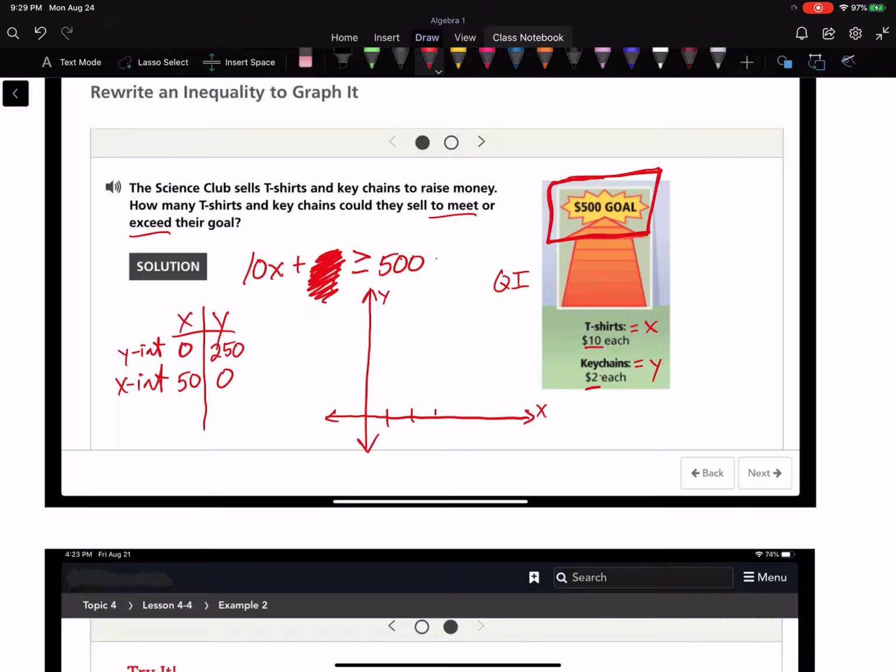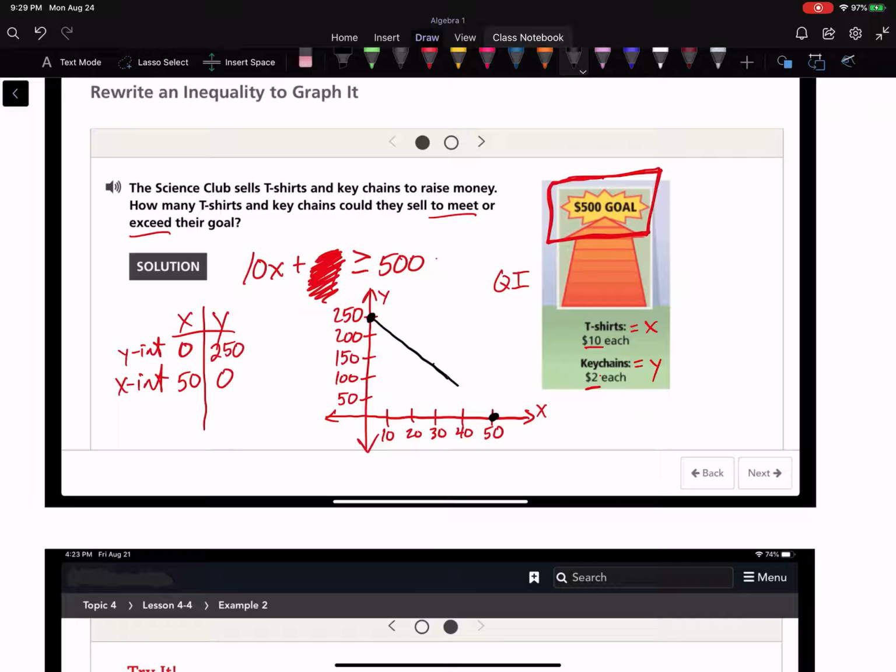So I am going to draw my scale here. I am not going to let my scale be the same on both because 250 is a long way to go. So I'm going to count by 50s on the y-axis and by 10s on the x-axis. Remember, you can count by whatever you want, whatever makes the graph make sense. So we have a y-intercept at 0, 250 and an x-intercept at 50, 0, and we will just connect those 2 dots.